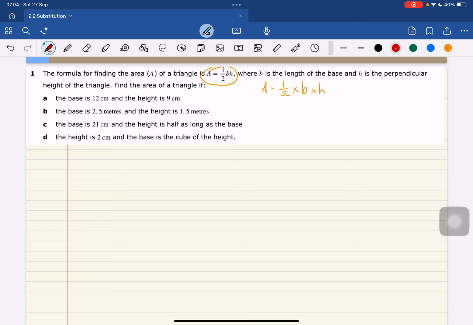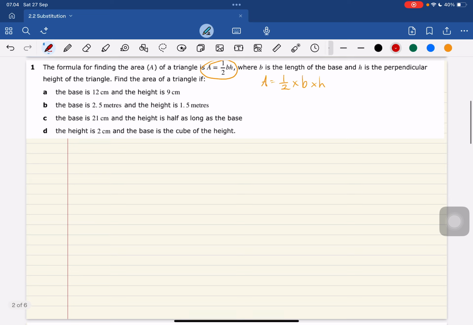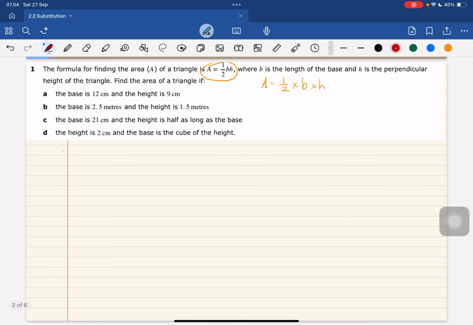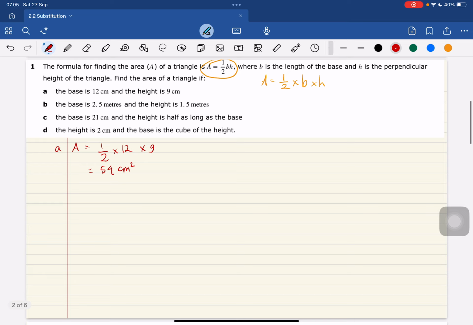Okay, let's start. If the base is 12 and the height is 9, let's substitute it. So for A, A equals 1 over 2 times 12 and then times 9. This answer is going to be 54 centimeters squared.